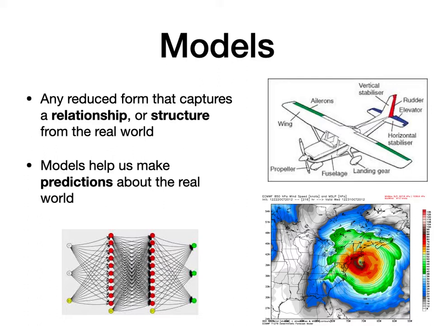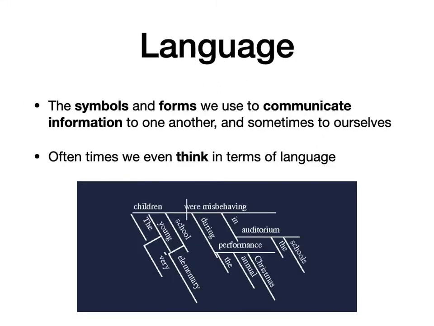Okay, now I said this kind of in jest, but let's break out language as well. What do we mean by language when we're talking in this course? Primarily, we're talking about the symbols and the forms that you use to communicate information. Often it's to other people, but sometimes it's to your own self. You are using language internally. Sometimes you think in terms of language, it's thought.